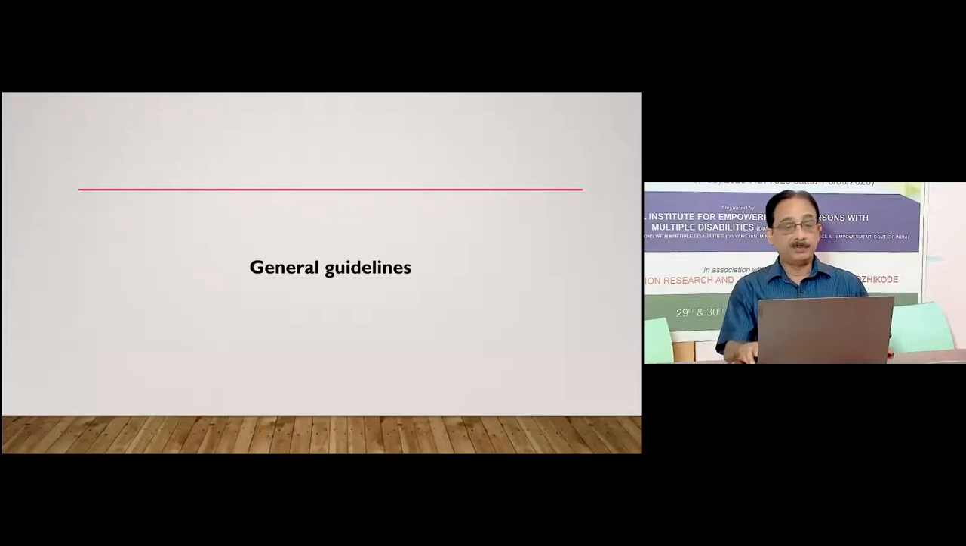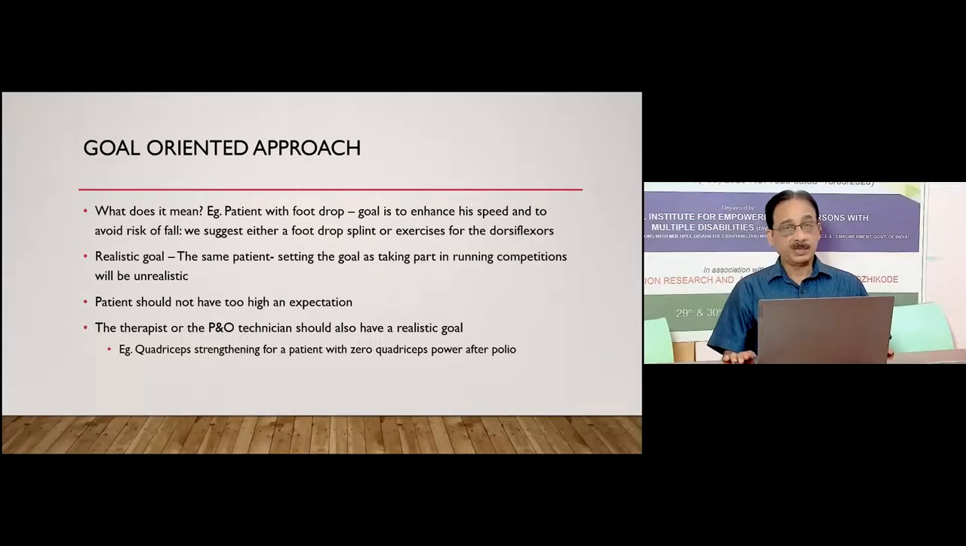And coming to the general guidelines, see, whenever you prescribe prosthetics or orthotics or a therapy, there should be a goal for which we are prescribing this service. So that is called a goal-oriented approach.